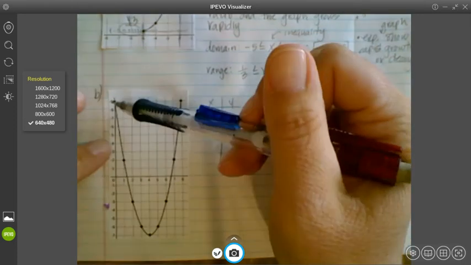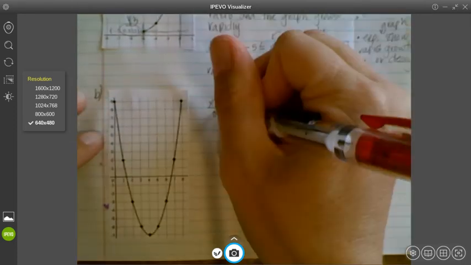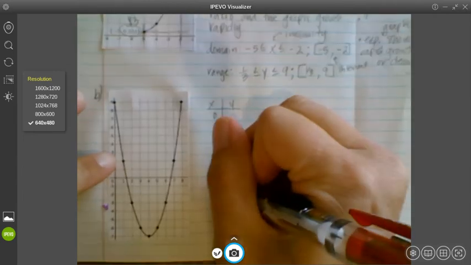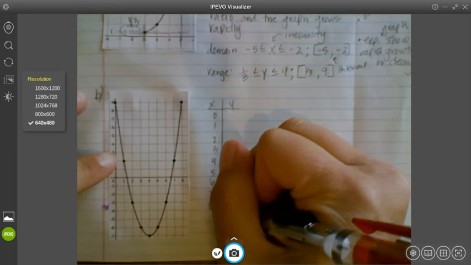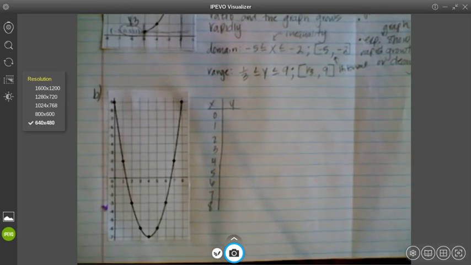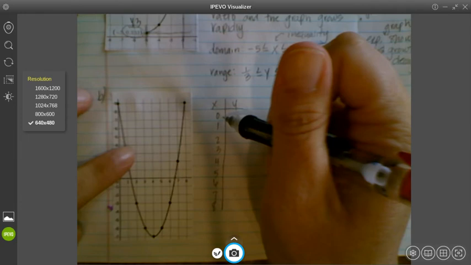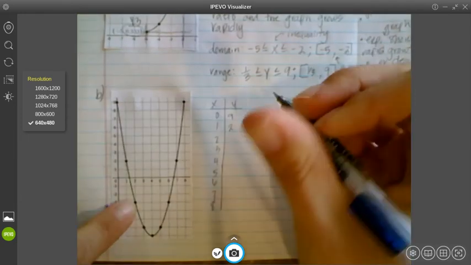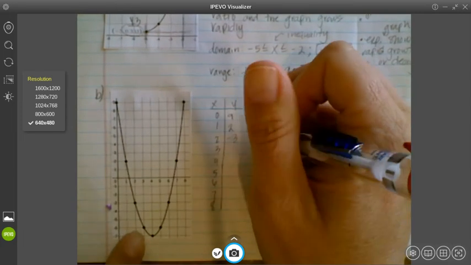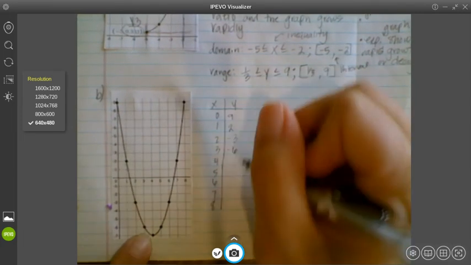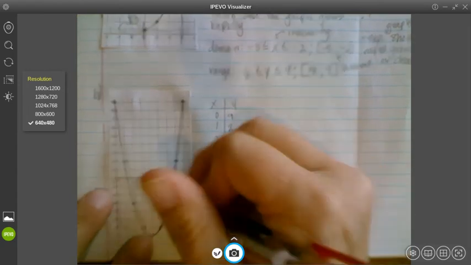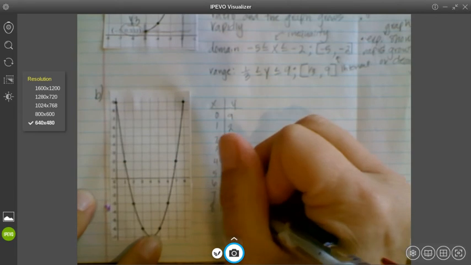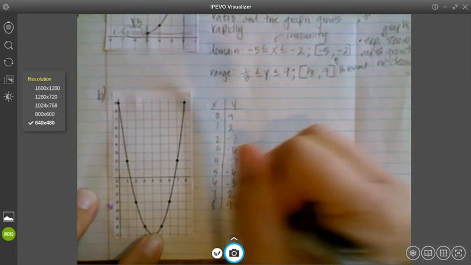So my first X value is here at 0. We have 1, 2, 3, 4, all the way up to 8. The coordinates for the point at 0 is (0, 9). We have (1, 2), (2, -3), (3, -6), (4, -7), (5, -6), (6, -3), (7, 2), and (8, 9).